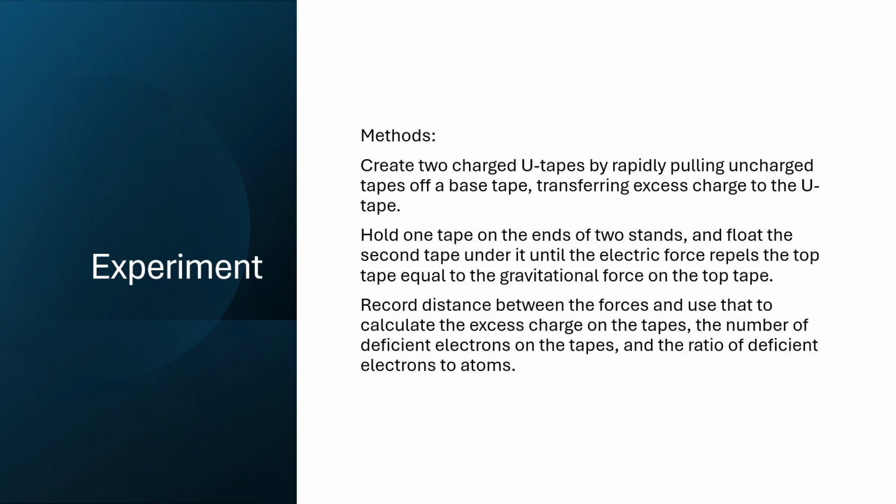In the experiment, I created two charged U-tapes by rapidly pulling uncharged tapes off a base tape, which charged the U-tape through friction charging. I then held one tape on the ends of two stands and floated the second tape under it until the electric force repelled the top tape equal to the gravitational force on the top tape. So the two tapes were at equilibrium. Then I recorded the distance between the tapes and used that to calculate the excess charge on the tapes, the number of deficient electrons on the tapes, and the ratio of deficient electrons to atoms.